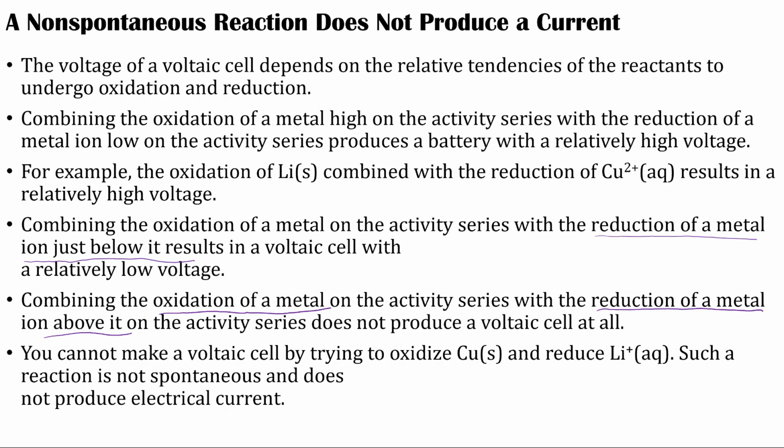So you cannot make a voltaic cell by trying to oxidize copper and reduce lithium. Remember, lithium is one of those main group metals, and all the main group metals were up on top of the activity series. So this would have to be written like this. Whereas if that's going to react with lithium, it has to be in this form.